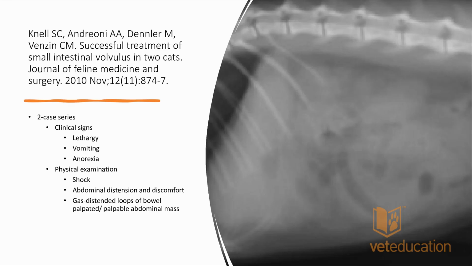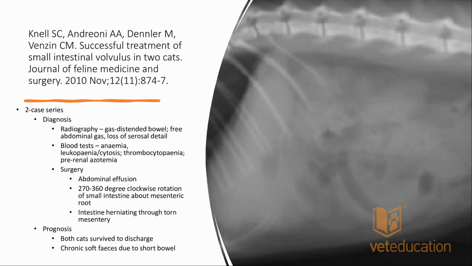Interestingly, small intestinal volvulus in dogs can be pretty disastrous. I don't know of that many dogs that I have seen and been able to treat in which there's been a successful outcome. It is really, really severe disease. But this series of 2 cats had successful treatment of small intestinal volvulus. Clinical signs were lethargy, anorexia and vomiting. On physical examination, these cats were in shock. They had mild abdominal distension and discomfort. Gas-filled loops of bowel and a palpable abdominal mass were noted.